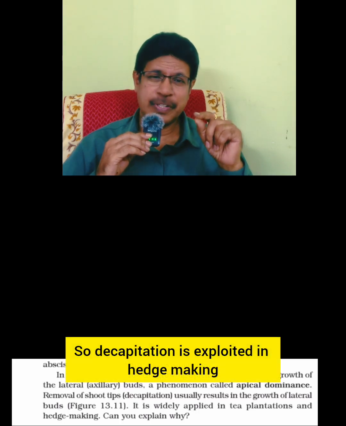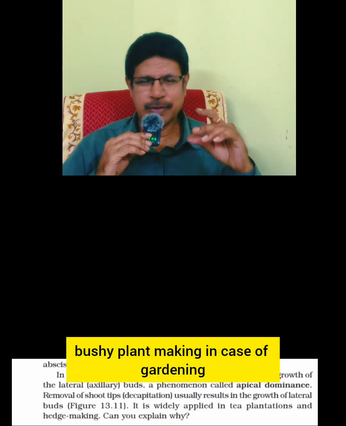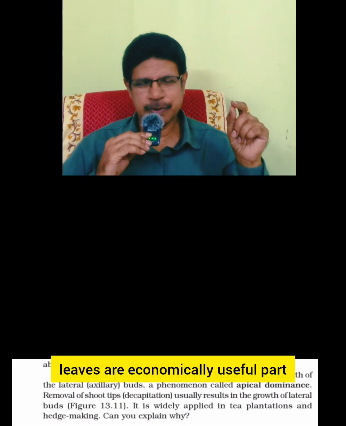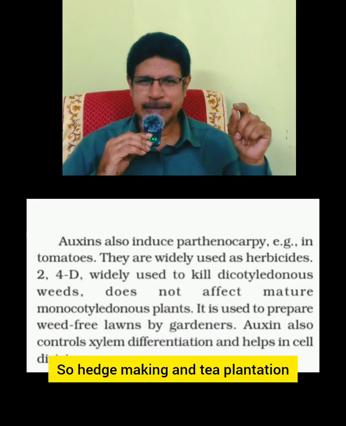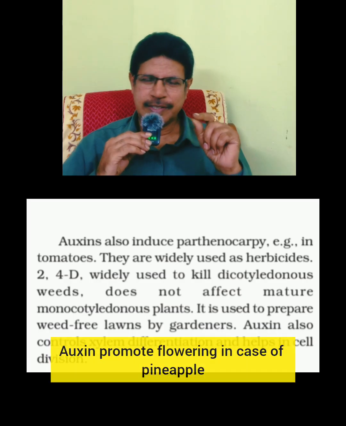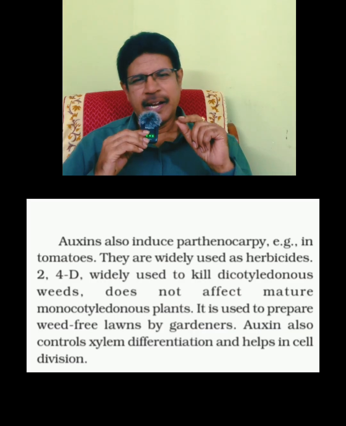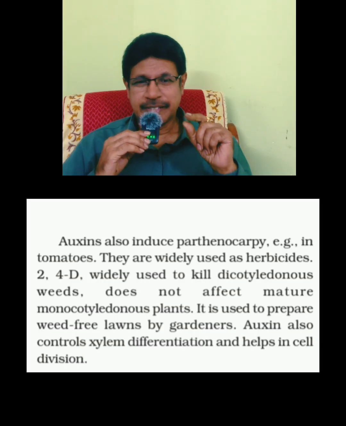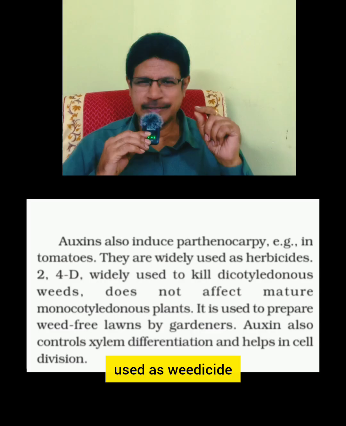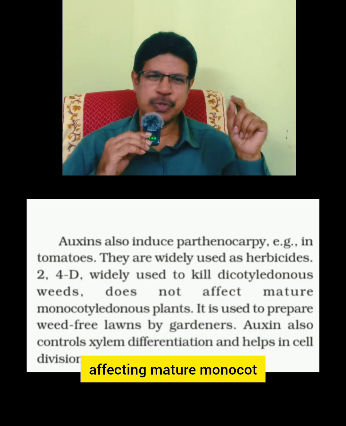So decapitation is exploited in hedge making, that is bushy plant making in gardening, and also in tea plantation. In tea plantation, leaves are the economically useful part. So hedge making and tea plantation are uses of decapitation. Next, auxin promotes flowering in pineapple. That is one point. And synthetic auxin like 2,4-D, 2,4-dichlorophenoxyacetic acid, is used as a weedicide or herbicide to eliminate dicot weeds without affecting mature monocots.